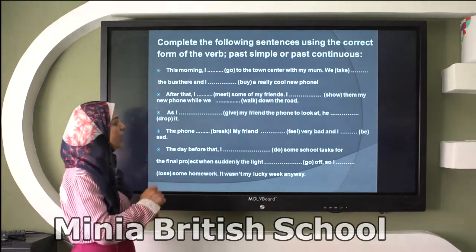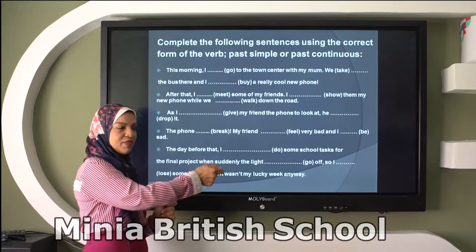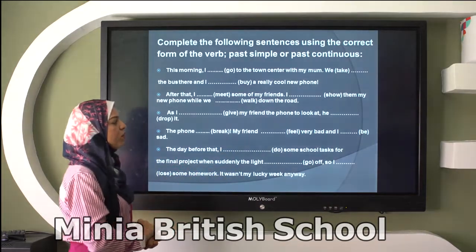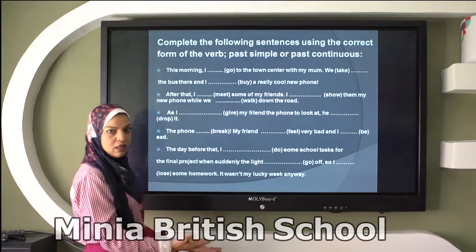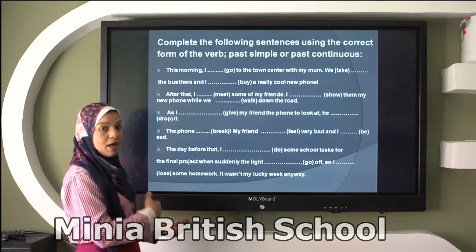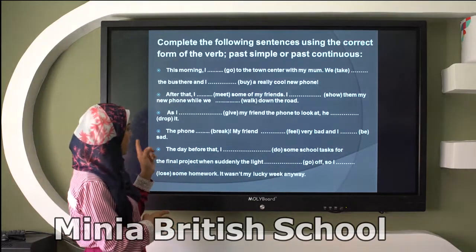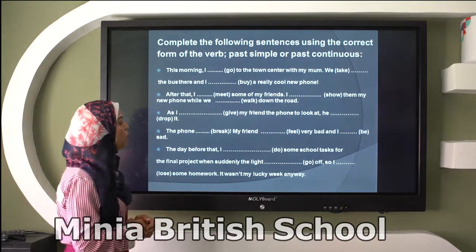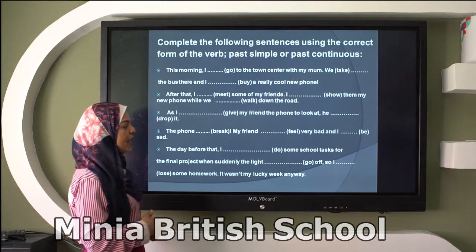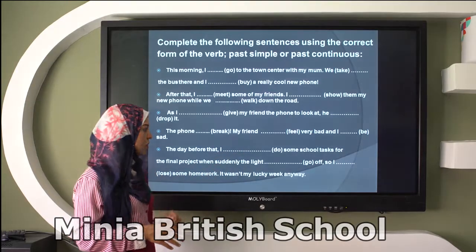Here we have to say while I was giving my friend. This is an action that needs duration and that it was interrupted by another one. While or as I was giving my friend the phone to look at, he dropped it. And this is the action that interrupted the other, or that happened suddenly. That's why it must be in the past simple. He dropped it. The phone broke. My friend felt very bad and I was sad. Still a sequence of events.